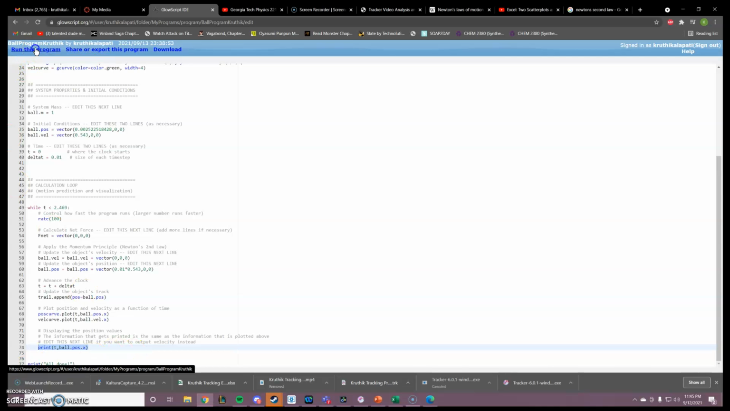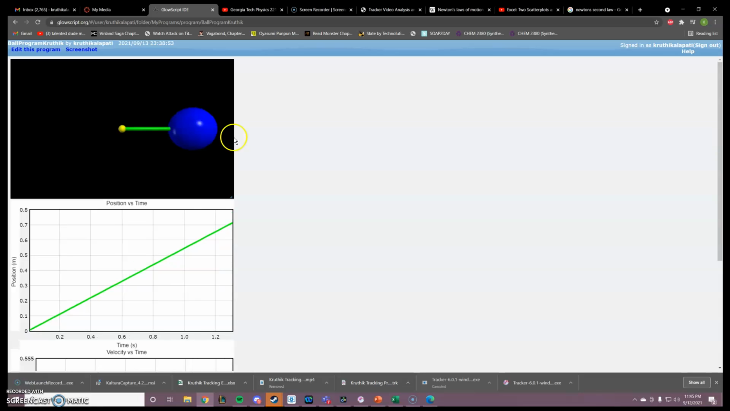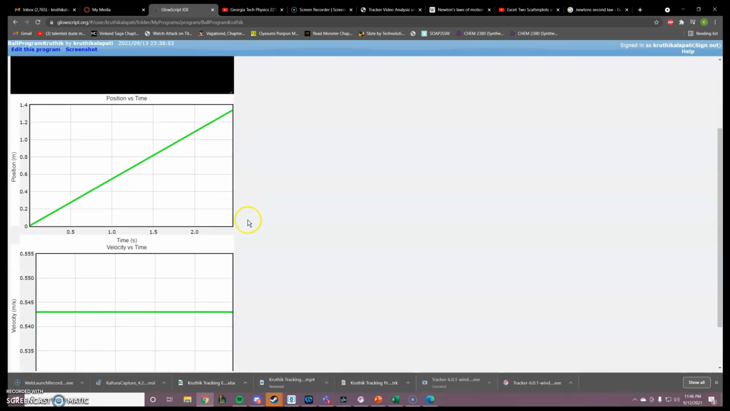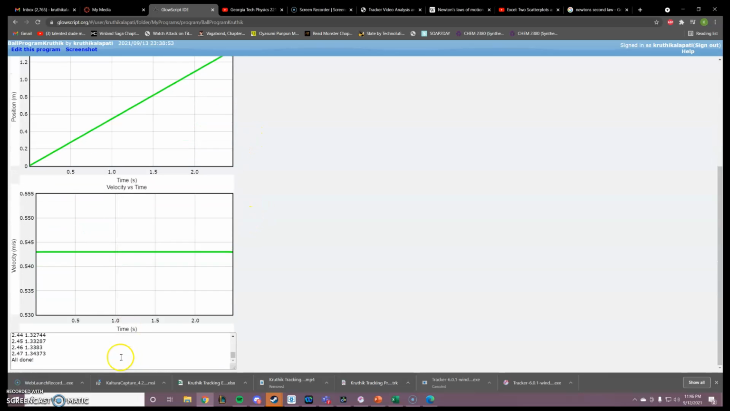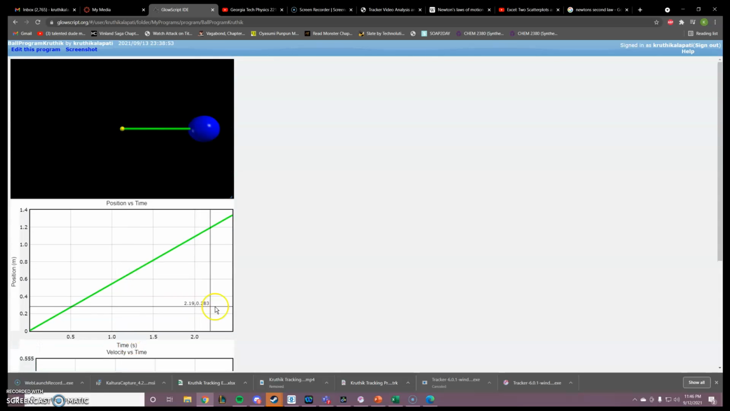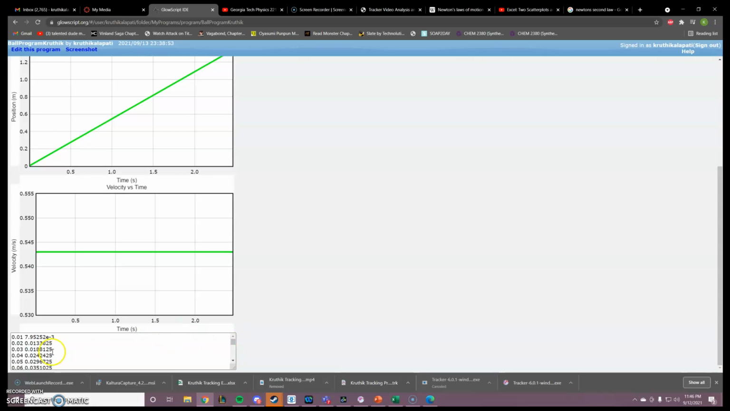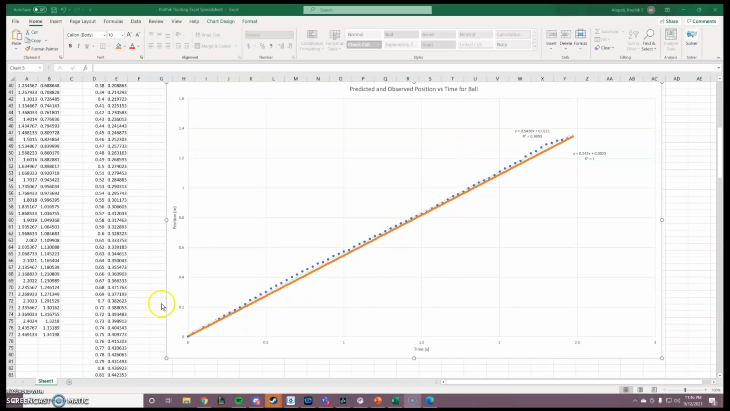So let's run the program, and you can see how it's predicting the motion of the ball and outputting the data onto these graphs, as well as this data that can be inputted into Excel. So let's take a look at the comparison of the observed motion and the computational model in Excel. So here's the graph of the data. As you can see, it's been inputted into Excel, and there are trend lines for it as well. This orange line is the data from the computational model, and these blue dots are the data from the observed motion.